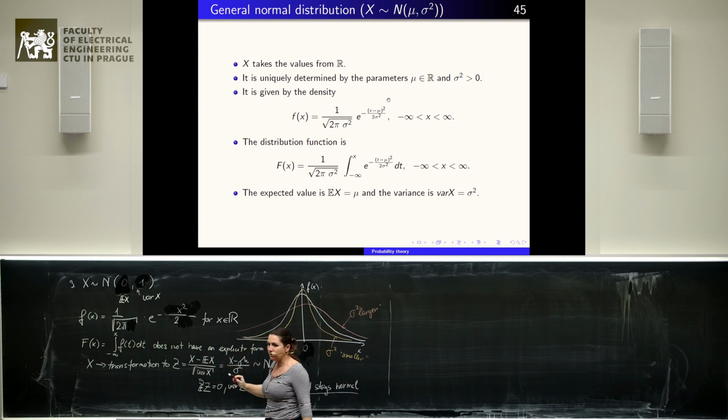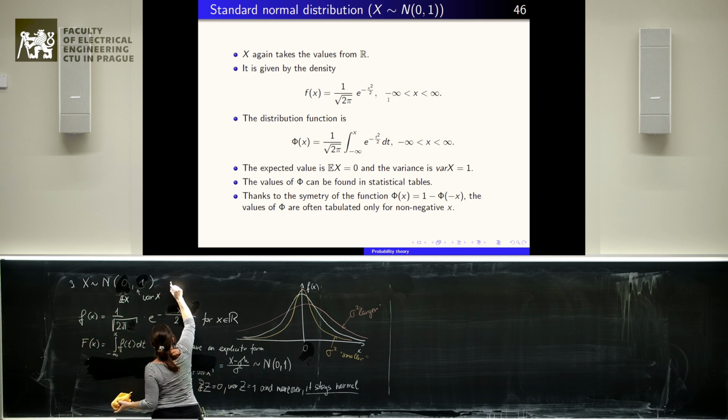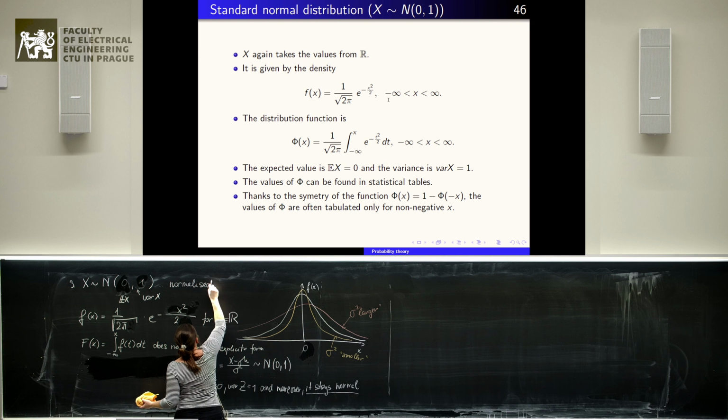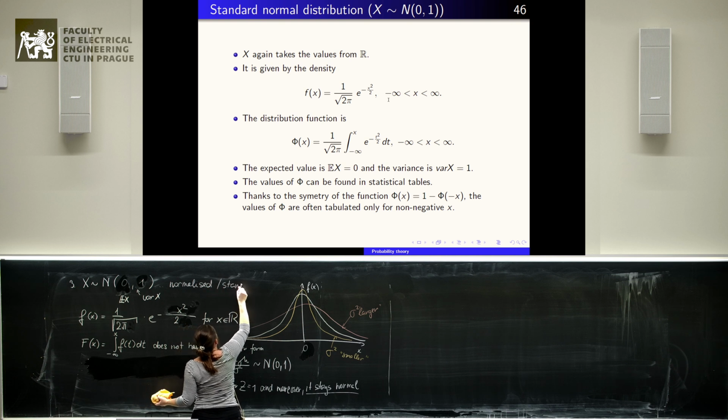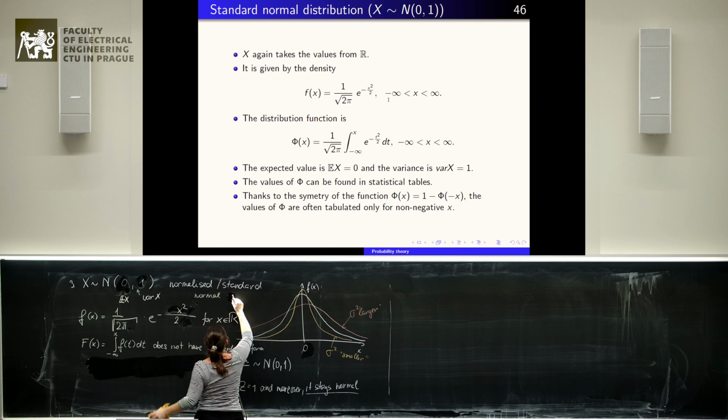But we can find the values of the distribution function in a special table called the statistical table, or the table of the distribution function of the standard normal distribution. And so this distribution is called the normalized or standard normal distribution.